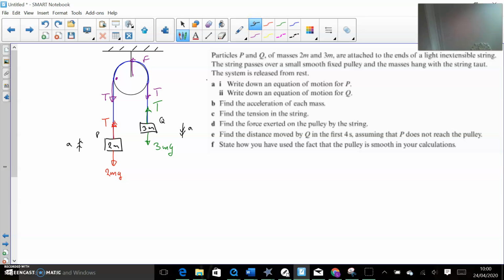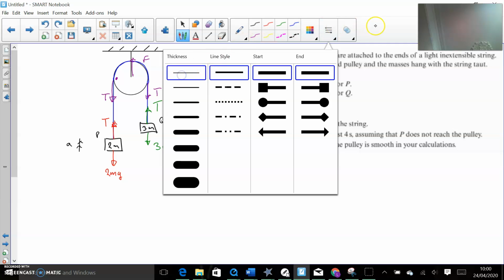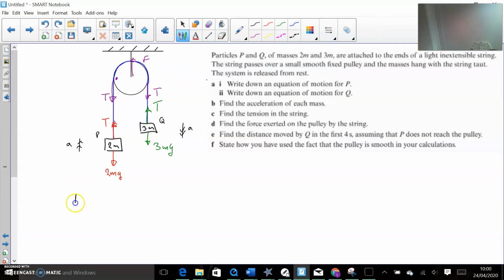Okay, so let's have a look at the questions now. Part A. Write down the equation of motion for P, write down the equation of motion for Q. The equation of motion is Newton's second law, F equals ma. So let's go for P. I'm going to write it like this, and this is how you set out these questions.